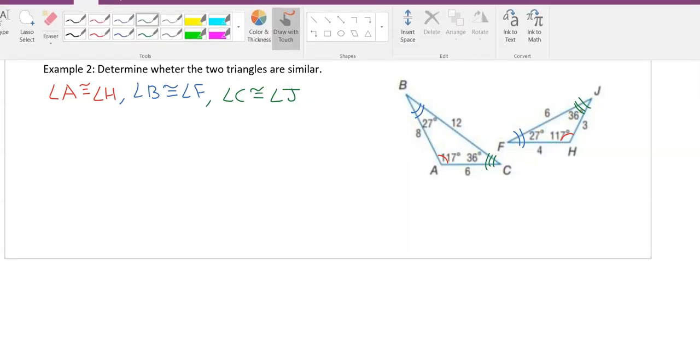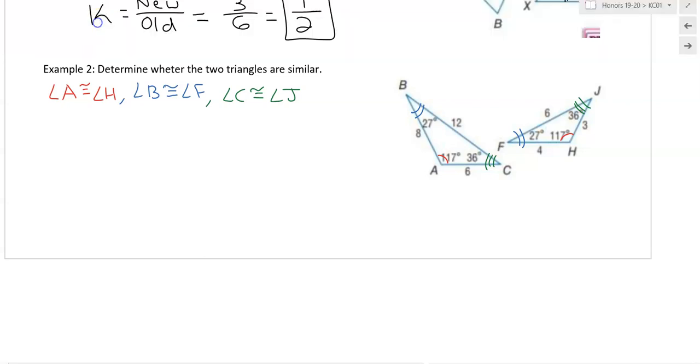I now need to show that my sides are proportional. So I'm going to set up new over old for all of them. So I'm going to choose the 6 first. This is my largest side, so it should match up with the largest number on this triangle too. It's also between the blue and the green, and between the blue and the green. So you can kind of think about it that way as well. So I'm going to do 6 over 12.